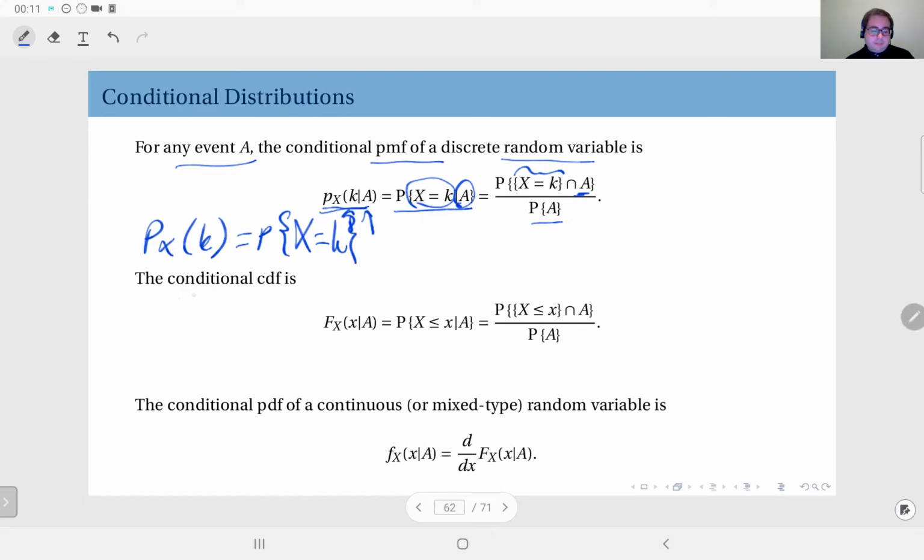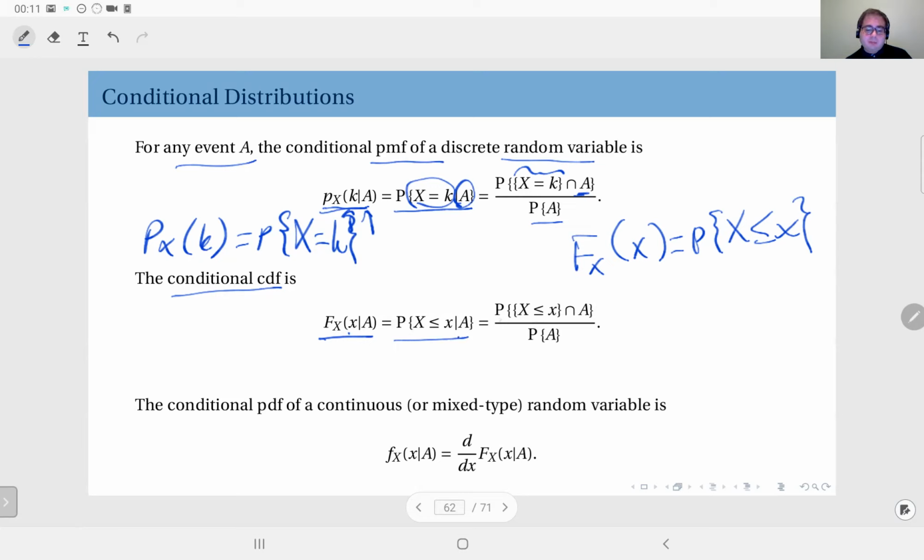For a conditional CDF, it's quite the same. If you have the CDF without any condition, this was the probability that X is less than or equal to x. Now you just condition it. The conditional CDF of any random variable X conditioned on event A is the probability that X is less than or equal to x given event A. So now this is the probability that the random variable X is less than or equal to x, intersection with the condition A, divided by the probability of the condition A. Simple as that.